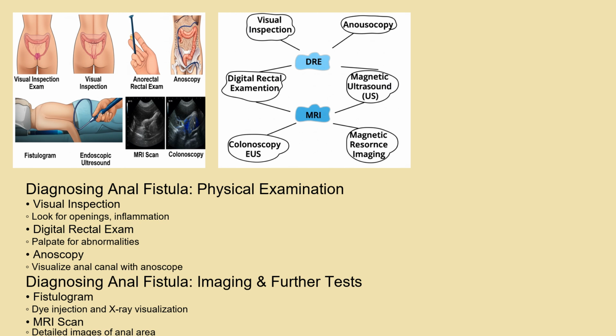Further investigations may include imaging tests like a fistulogram, which involves injecting dye into the fistula to visualize its path using X-rays, a magnetic resonance imaging (MRI) scan, which provides detailed images of the anal area, or an endoscopic ultrasound, which uses sound waves to create images of the anal canal and surrounding tissues. In some cases, a colonoscopy may be recommended to rule out other conditions such as Crohn's disease.